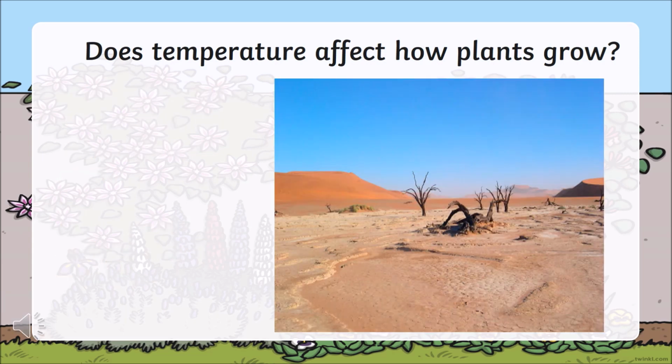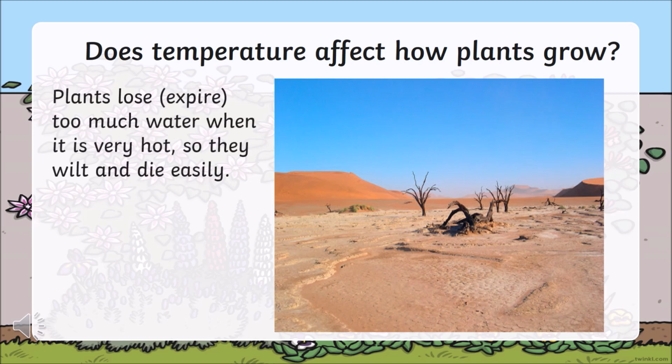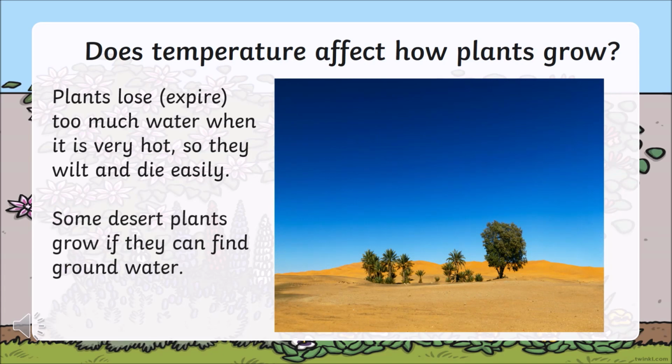So they're very, very happy plants. What about here in the desert? Can we see lots of plants like in the rainforest? No, because it's very, very hot. Plants lose or transpire too much water when it's very hot, so they will wilt and die easily. But some desert plants can grow if they can find groundwater, so water coming from underneath the ground. And then they're little happy plants. They will grow. So we can see here is a little oasis because they've found some groundwater.